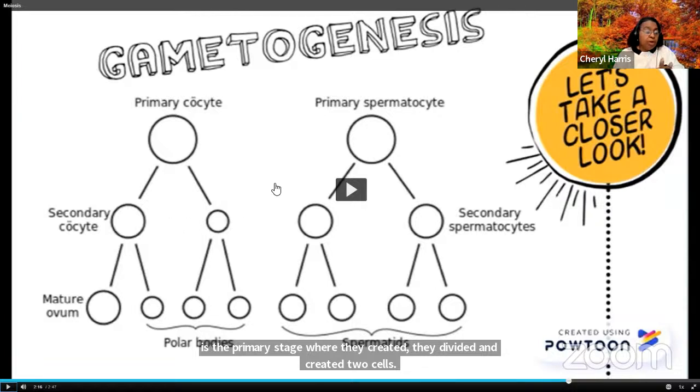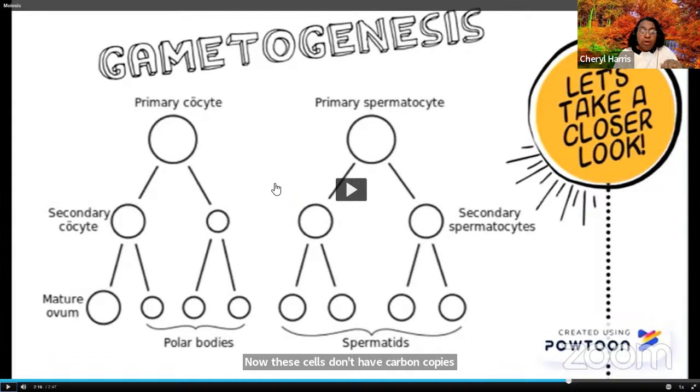Now these cells don't have carbon copies. They have the regular number, but they don't have carbon copies. All right, then it says mature ovum is going to be the larger cell. So with the oocytes, make sure that you draw, again, one larger than the other and three kind of small ones. The small ones are called polar bodies. And they just kind of go away. Whereas with the sperm, all the secondary and spermatids are going to look the same size.